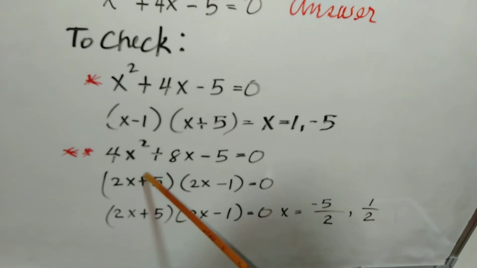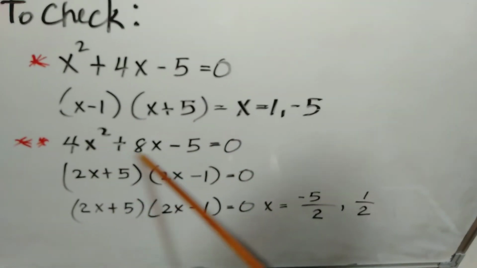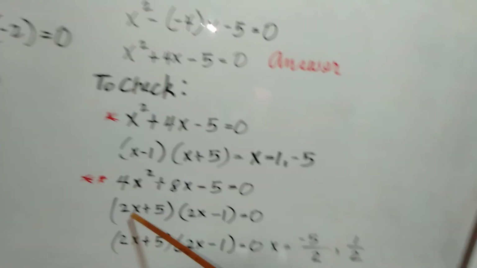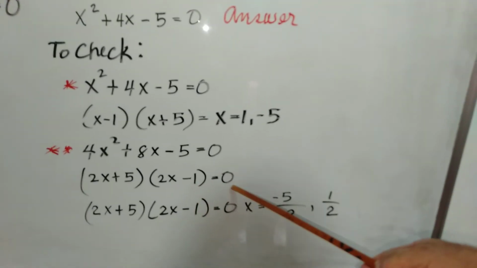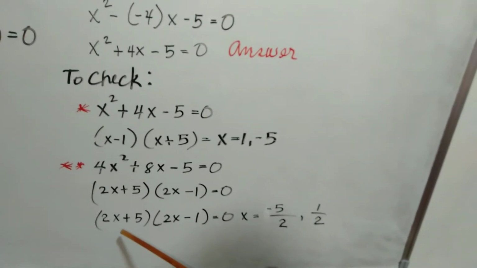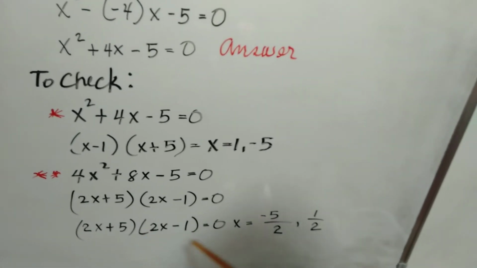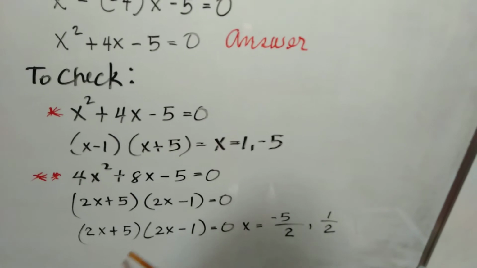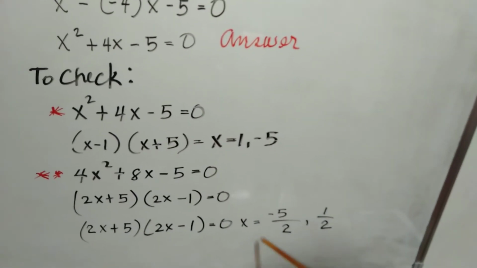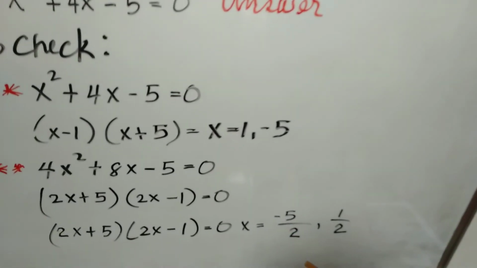Getting the roots of the given equation, 4x squared plus 8x minus 5, we factor the trinomial here. So the factors are 2x plus 5 and 2x minus 1 equals 0. So we equate that, 2x plus 5 and 2x minus 1 is equal to 0. Get the roots of these equations. You get the first root is negative 5 over 2 and the other is 1/2.